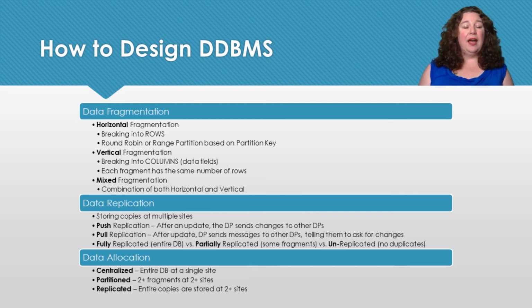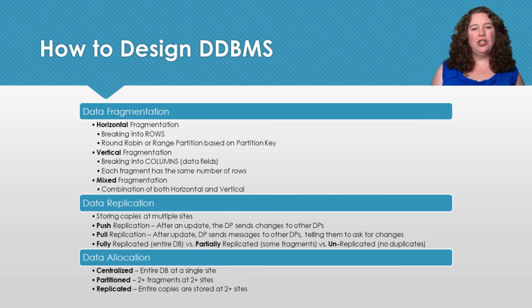We can also have vertical fragmentation, columns, taking certain columns and putting them in one location and putting other columns in another location. The same number of rows have to exist in both subsets. So essentially you're taking your database table and cutting it in sections, taking some of the columns and putting them in one location and some in another.